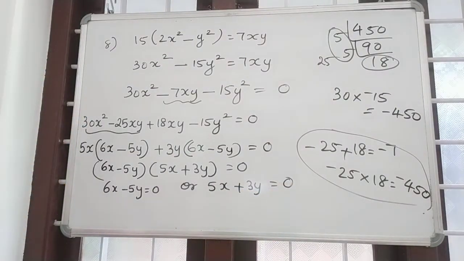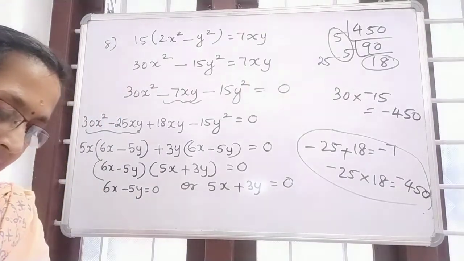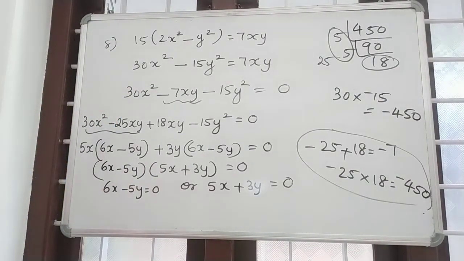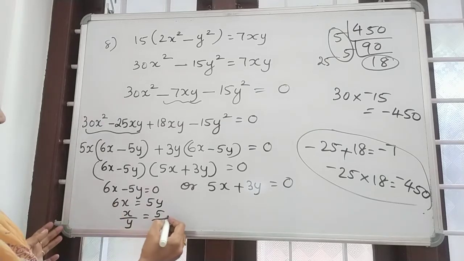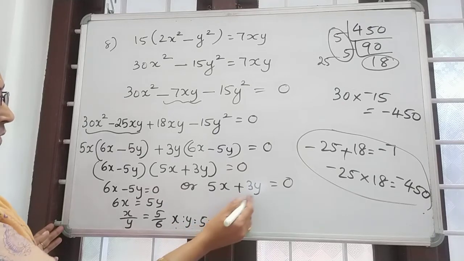What we want to find out? We want to find x is to y. That means x by y. If x and y both are positive, if 6x minus 5y is equal to 0, we can write as 6x is equal to 5y. That is x is to y, x by y we want to find out. So 5 by 6. That is x is to y is equal to 5 is to 6.